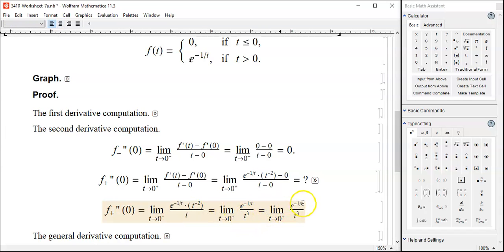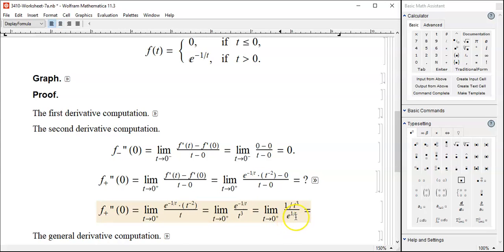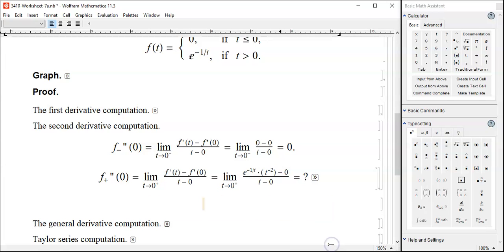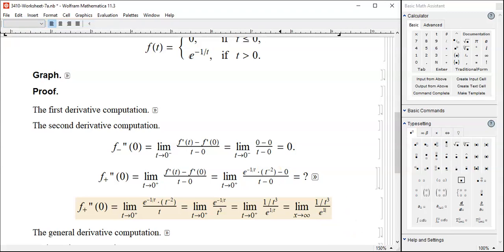And bring it up here, and we have 1 over t cubed. And this one, e to the 1 over t. We don't have this negative sign anymore. And then we use the same change of variable. Instead of t, let's change x is going to positive infinity. And then this is e to the x power. Oh, what did I do? Sorry about that. Okay, e to the x power. And then this is x to the third power.